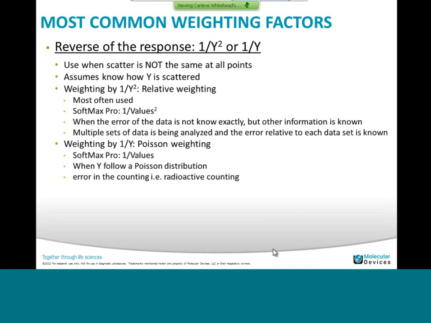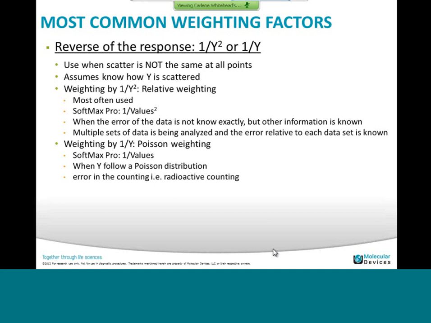The 1 divided by the response squared is called the relative weighting, and this is what is most often used in SoftMax 4. It will be 1 divided by the value squared. This is used when the error of the data is not exactly known, but you know some information, such as the standard deviation or the CV, and you have multiple data sets that you are analyzing, and the relative error for each data set is known.